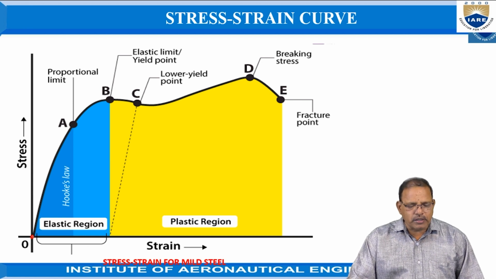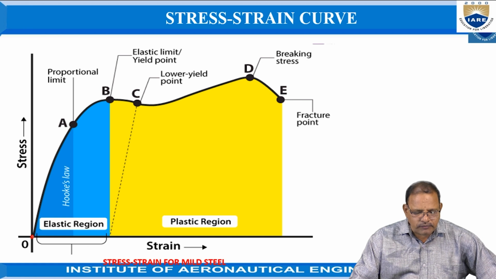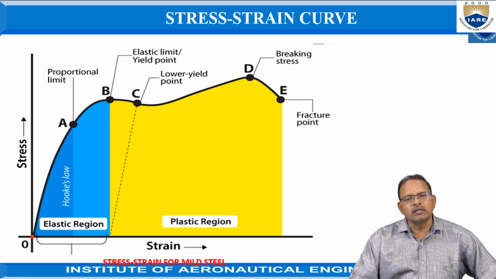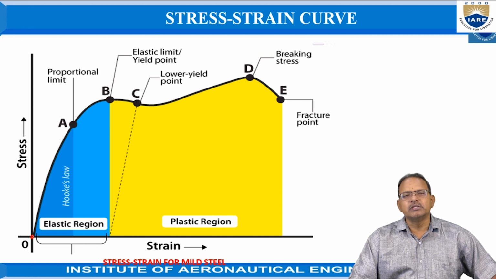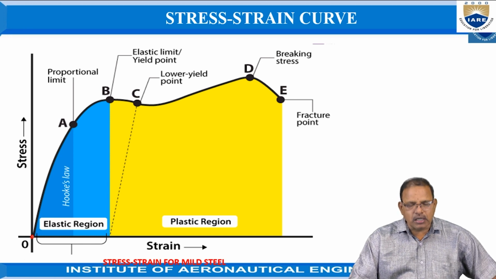Now up to point A, it is almost in the form of a line only. It is called the proportional limit. In other words, up to A, when the stress is increasing, the strain is also increasing continuously. The ratio of stress to strain is almost constant. That constant is called elasticity, and it is a property of the material.